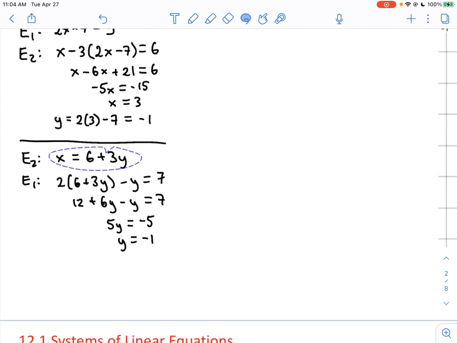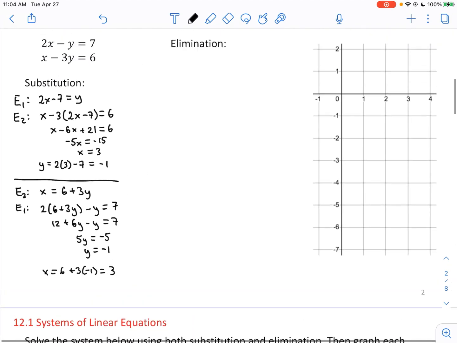I'm going to go into this equation right here and plug in y equals negative 1. So we get x is equal to 6 plus 3 times negative 1. That's going to be 6 minus 3, which gives me x is equal to 3. So (3, negative 1) is confirmed using a different way of substitution.